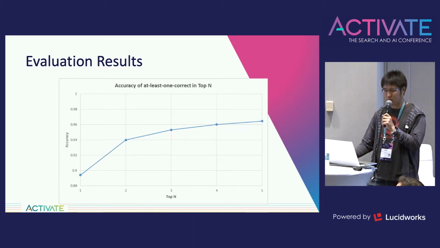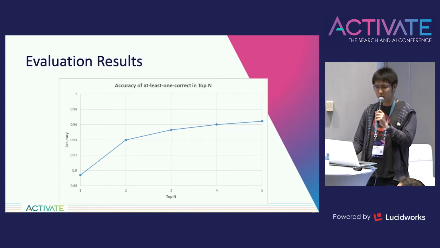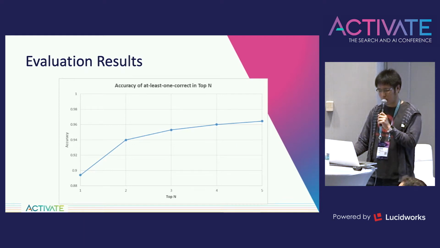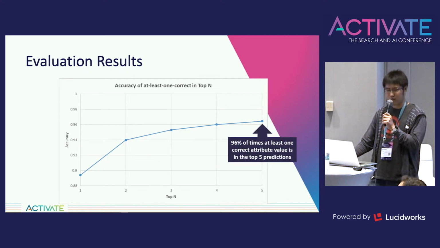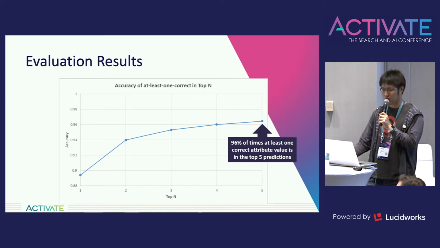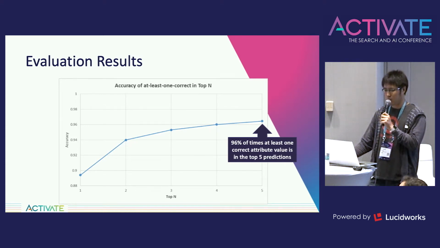And in terms of the accuracy of at least one correct top-N prediction, for the top 5 predictions, 96% of the time at least one correct attribute value is present in the top 5 predictions. And if you look at top 1, it's almost close to 90%, which is also pretty good.